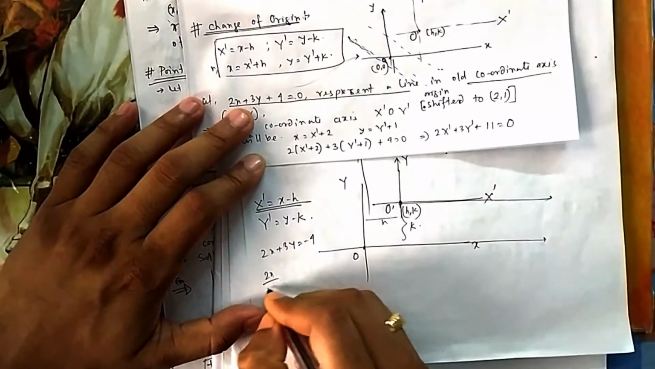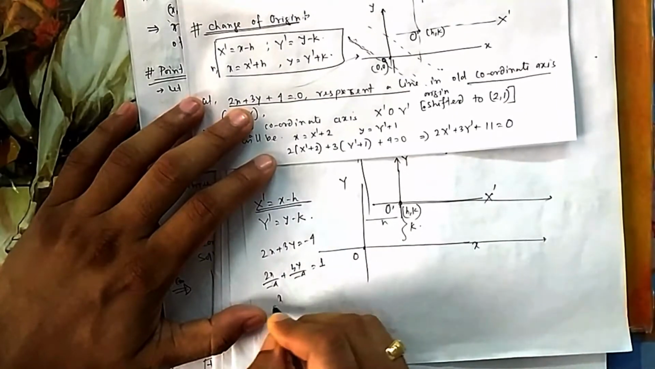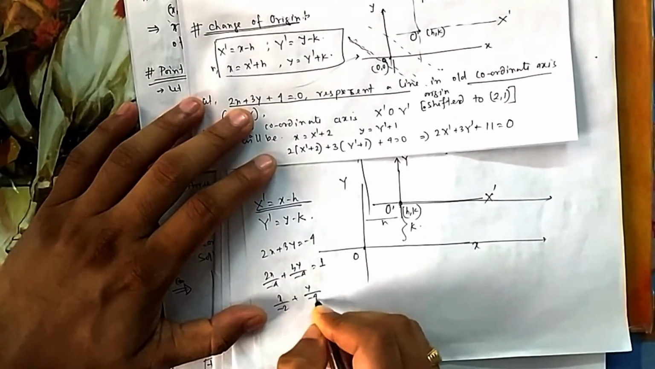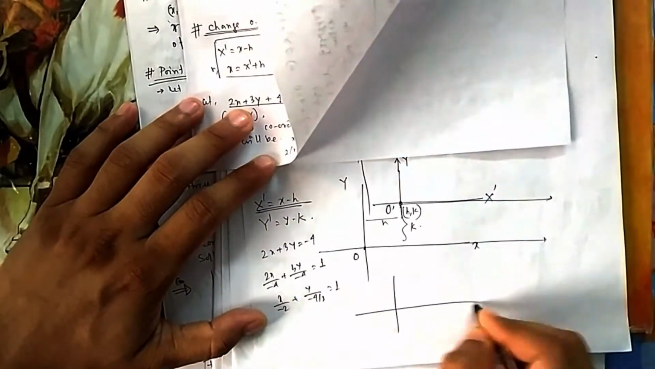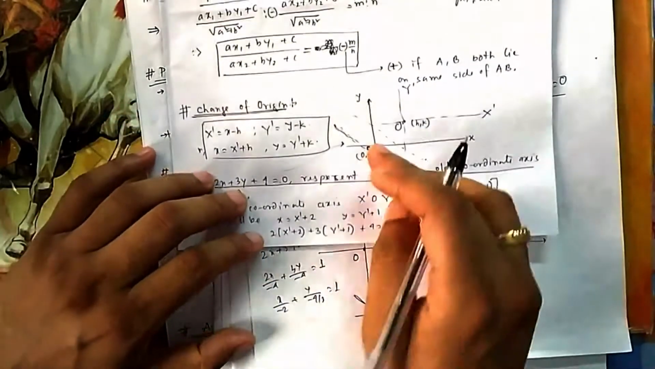What do you do? You divide by minus 4. You go by the intercept form. So it will be x by minus 2 plus y by minus 4 by 3. So on the x-axis you plot minus 2, on the y-axis you plot minus 4 by 3, and then you draw. So this is your line.